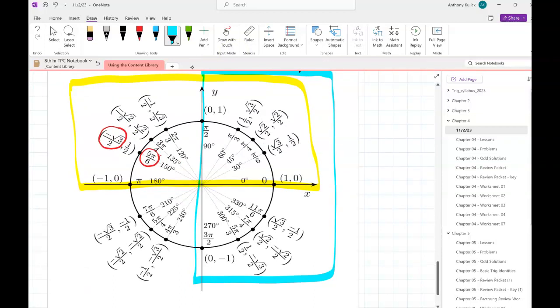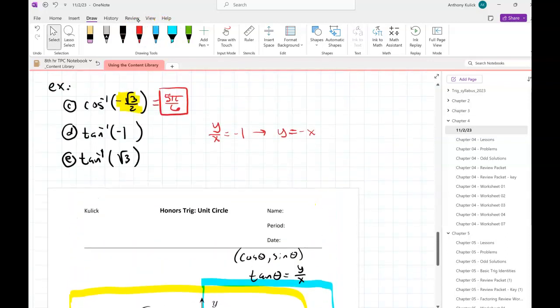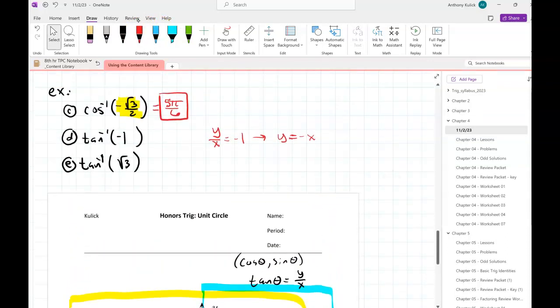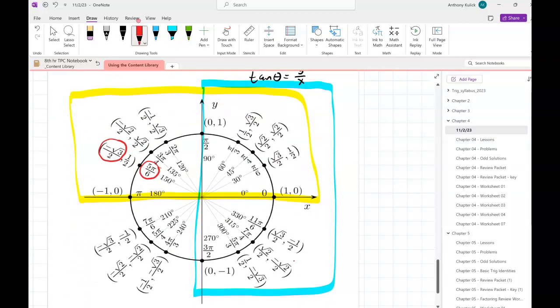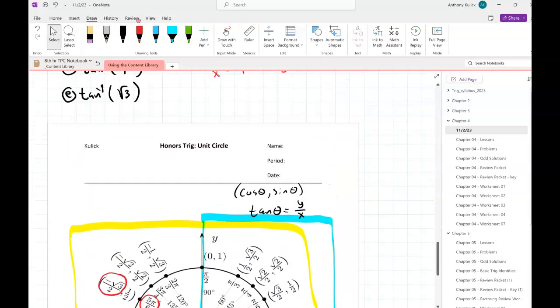Okay. And what are we looking for? Where the x and y are the same number but opposite signs. If I look in quadrants 1 and 4, the only place that happens is here, where the x is positive root 2 over 2 and the y is negative root 2 over 2. You guys agree? So my answer should be 7 pi over 4.